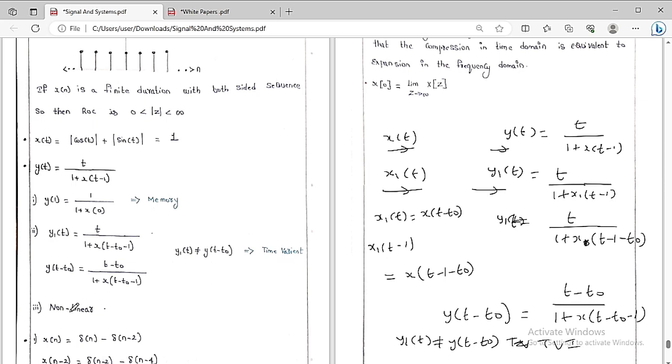Then how can we say whether the given system is linear or non-linear? Definitely the input and output have a non-linear relationship. That is the reason we can say it is non-linear.